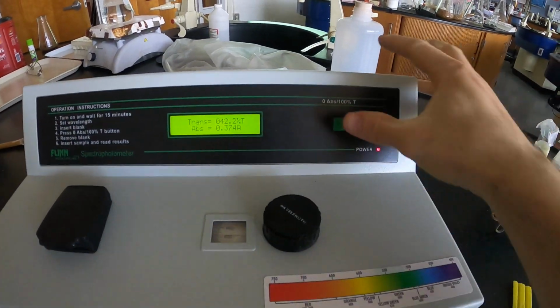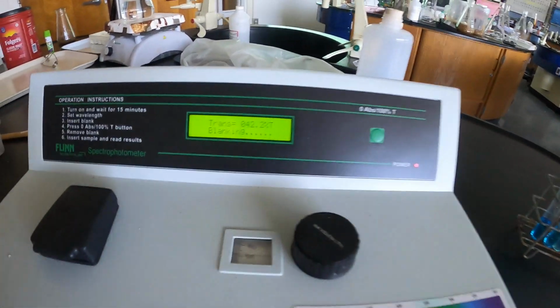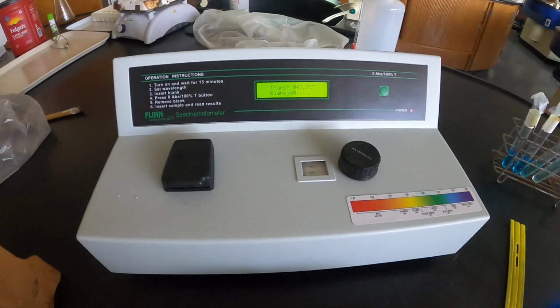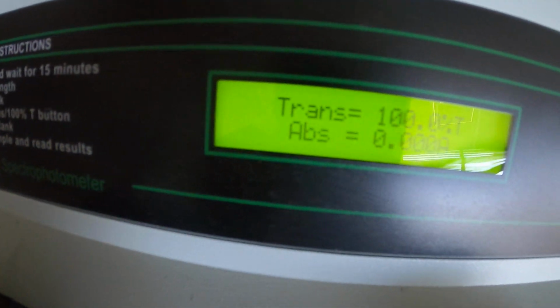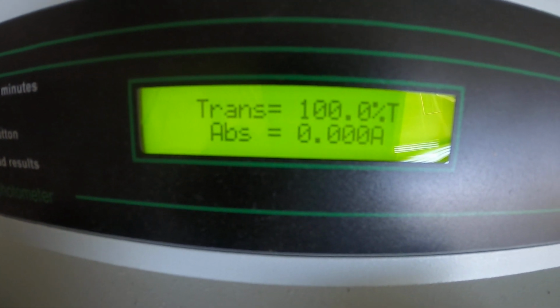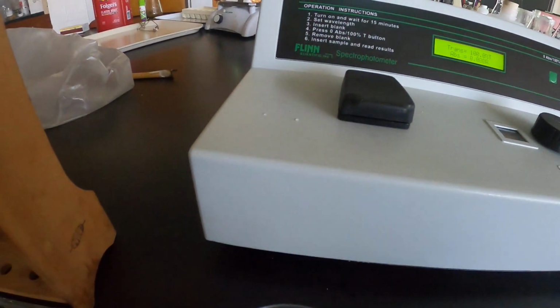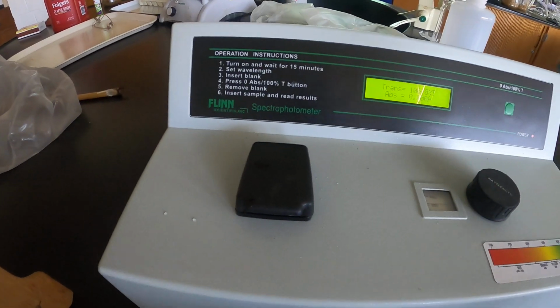Okay, first step here is to blank it. We're going to hit 0. It says it's blanking. It doesn't take very long, but that is zeroing the instrument. That is analogous to zeroing a balance, right? And it's reading the water at 100% T, as it should. That water is not absorbing visible light, therefore we set its transmittance value to 100% T.